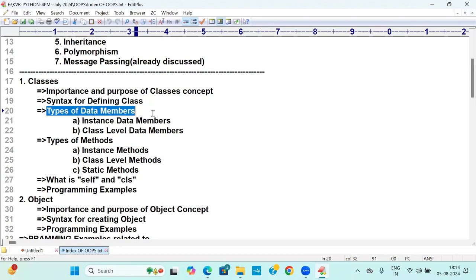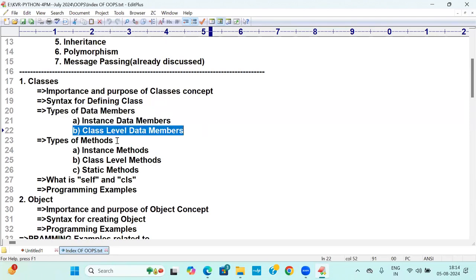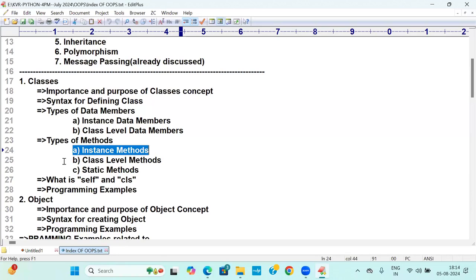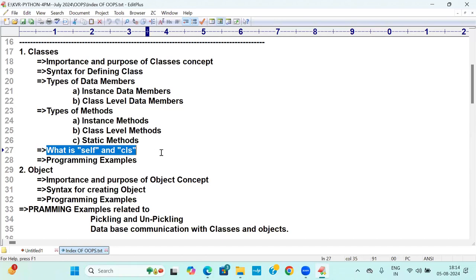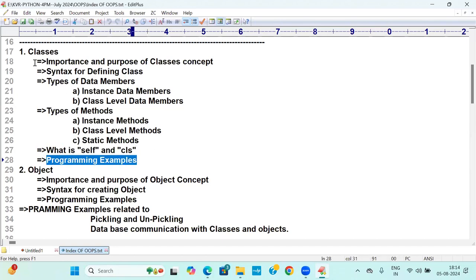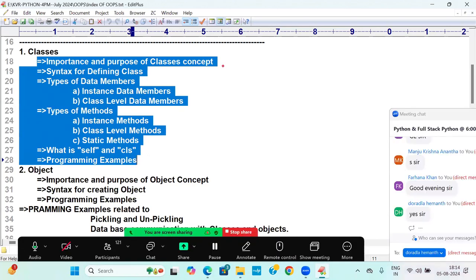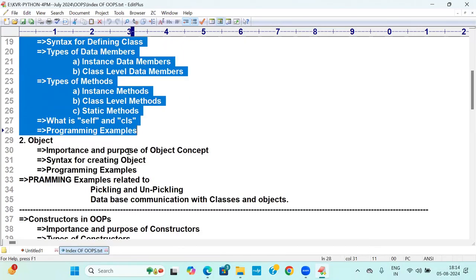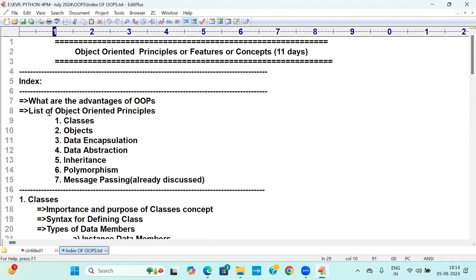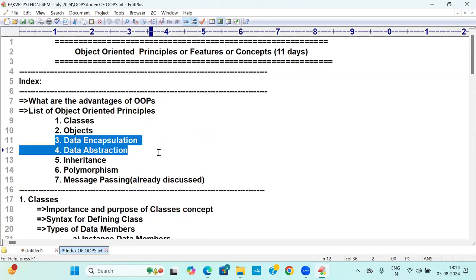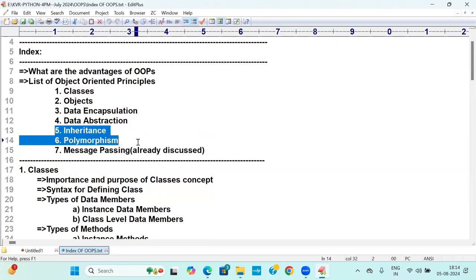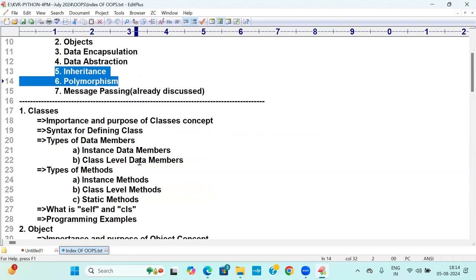Types of data members, and under that instance data members, class level data members; types of methods: instance methods, class level methods, static methods; and what is self and CLS, and programming examples. To explain this, I'll include objects also. In classes, the first two things are one pair, the next two things are another pair, and the next two are another pair. Like that our applications are designed.